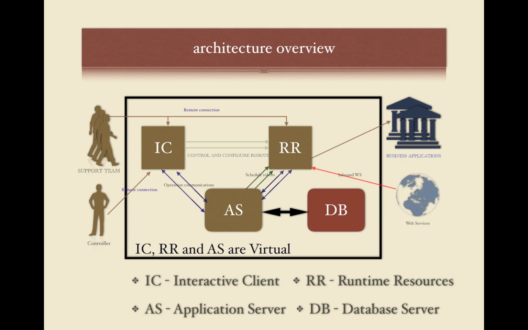So with this, let's try to explain the architecture overview here. I'll start from the left and go to the right hand side. On the left side, there are multiple types of users. A few users are from my IT support team, and a few are from the controller team. The controller directly interacts with the interactive client with a remote connection.